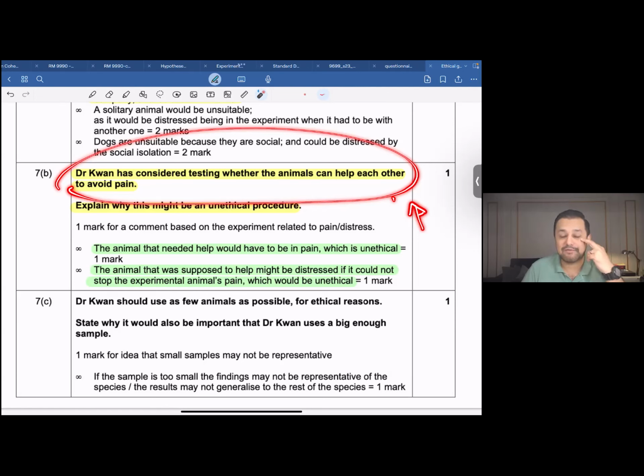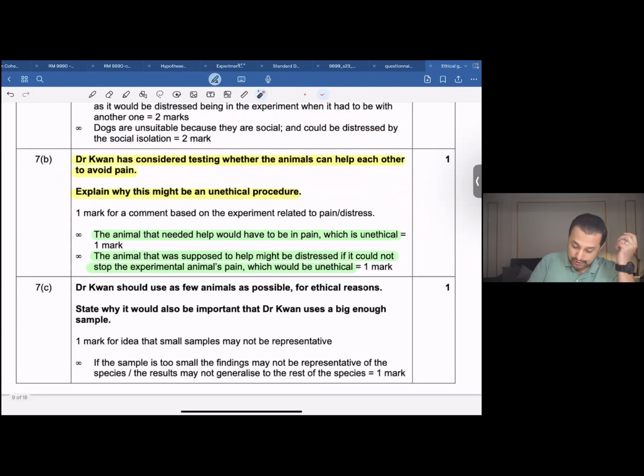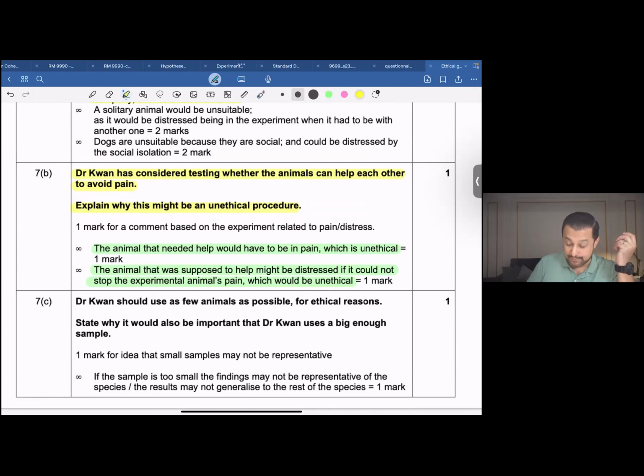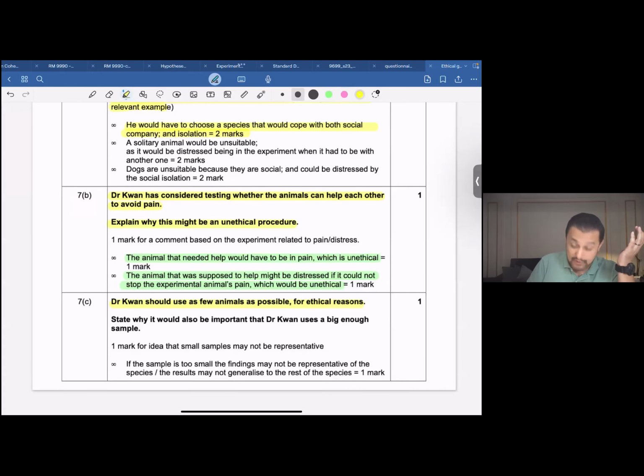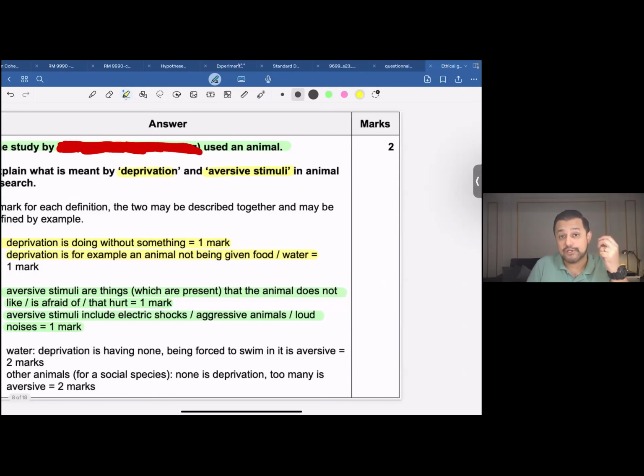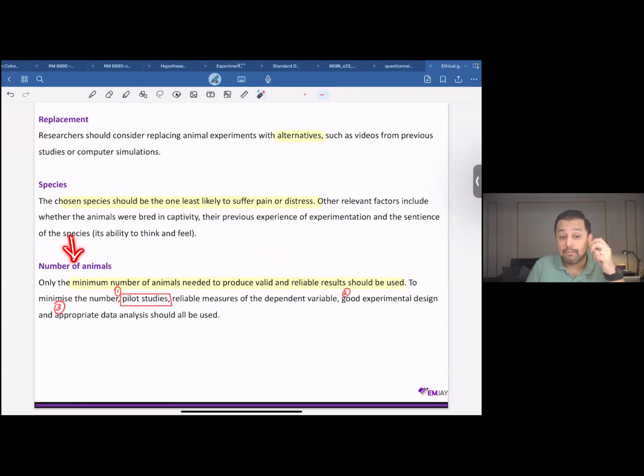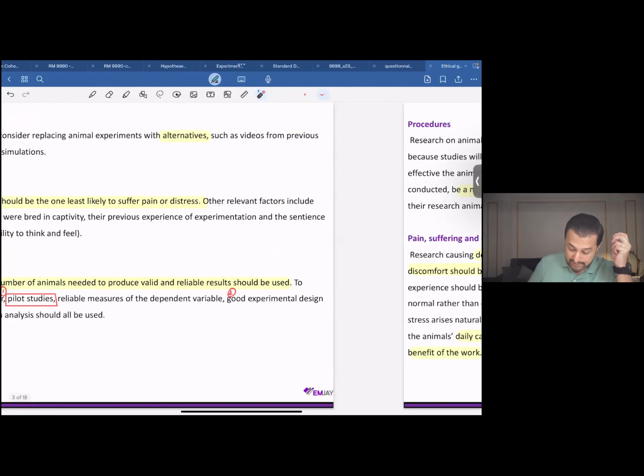And at the same time, the potential helper, the animal that is expected to help, if it is not, because of any reason at all, able to help, that might be distressing for that potential helper animal too. Taking it ahead, Dr. Kwan should use as few animals as possible. Remember, what was the word? The ethical guideline over here was the number of animals. Look at how we are putting them to use. We're talking about number of animals. Remember, only the minimal number of animals should be used while conducting a research.